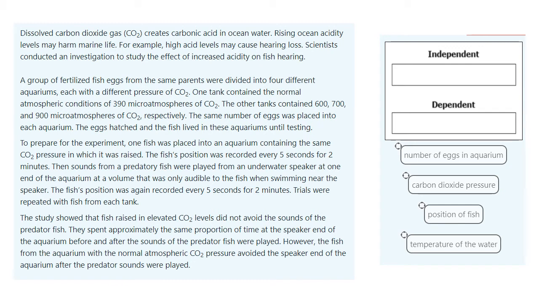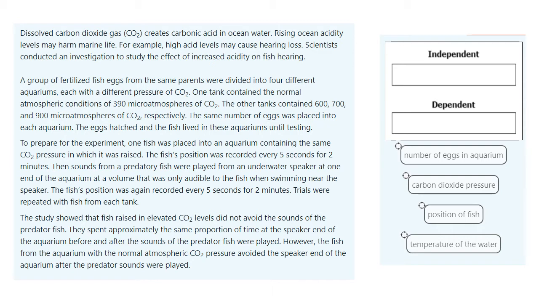Now, I like this question. This is one of the questions that I added in, looking at independent and dependent variables. So the number of eggs in the aquarium, the carbon dioxide pressure, the position of the fish, the temperature of the water. We know that the independent variable is the thing that we change, or the scientist changes. So as we look at the passage, we're looking for something that is changed by the scientist. The dependent variable is something that will be measured, something that will change because of what we do in the experiment. Let's have a look.